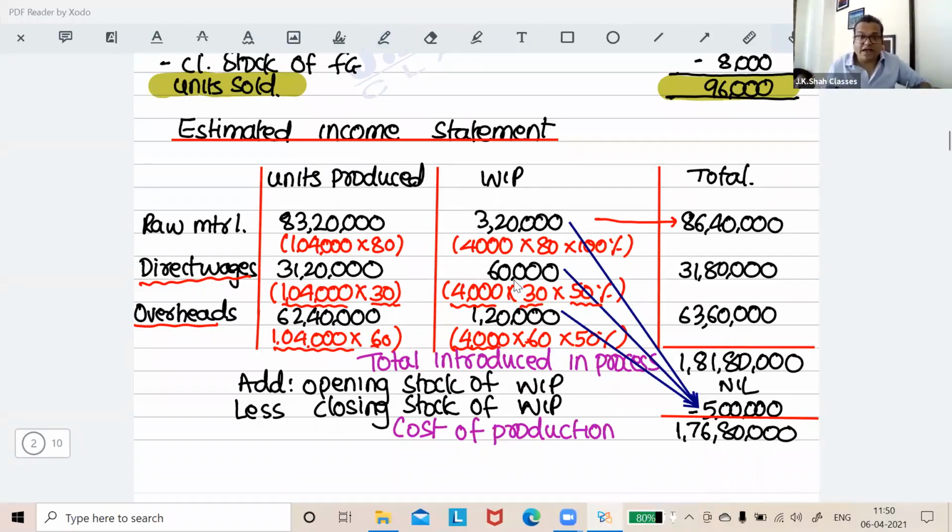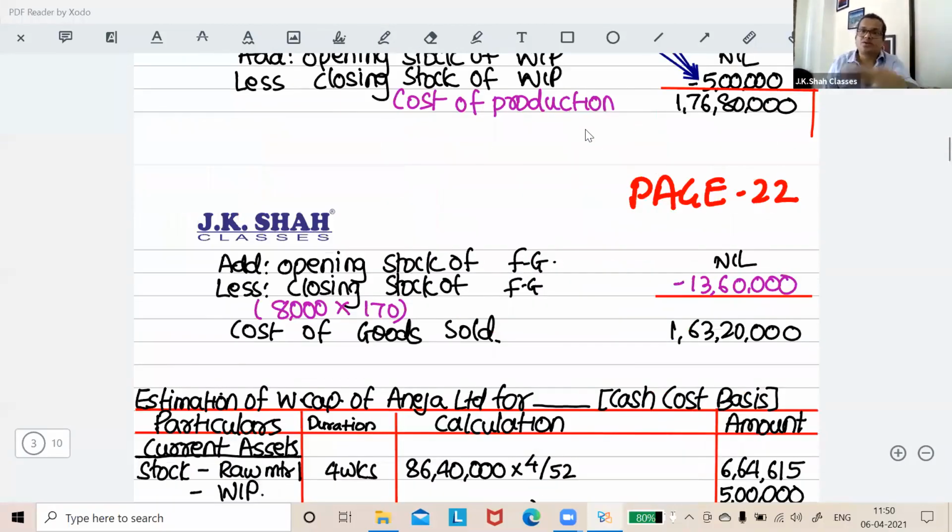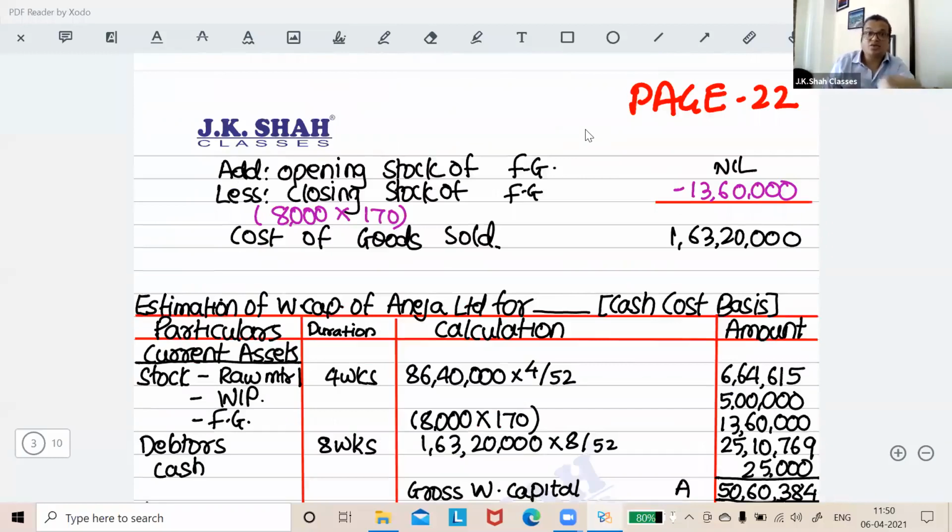Going with the format, add what? Opening stock of WIP, and opening stock of WIP less what? Closing stock of WIP. Opening stock of WIP is nil. Closing stock of WIP is 5 lakhs. So cost of production comes to so much. Okay. And then opening stock of finished goods nil. Closing stock of finished goods.